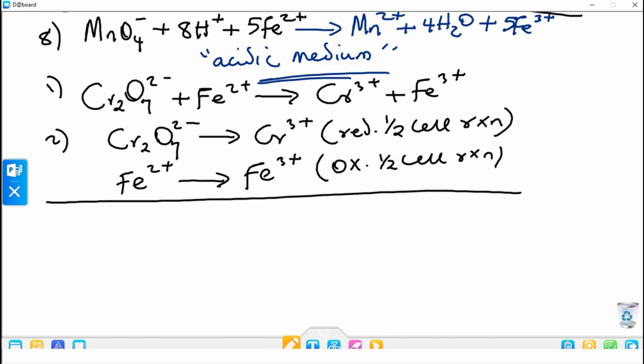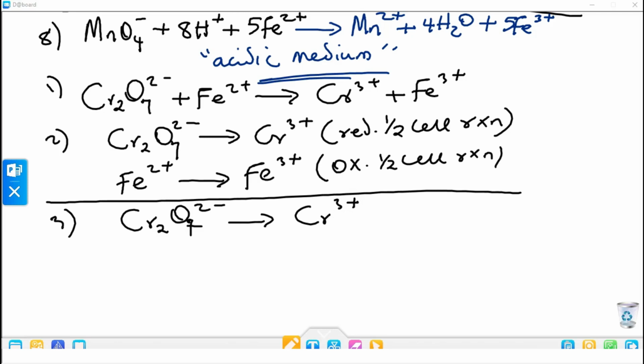So from step 2, we go to our next step, step 3. We are going to balance other atoms other than oxygen and hydrogen. So any element that is not oxygen and hydrogen should be balanced at this next step. So let's proceed. So for the reduction half cell, who do we need to balance? Is chromium. We can see chromium is 2 at the left but 1 at the right.